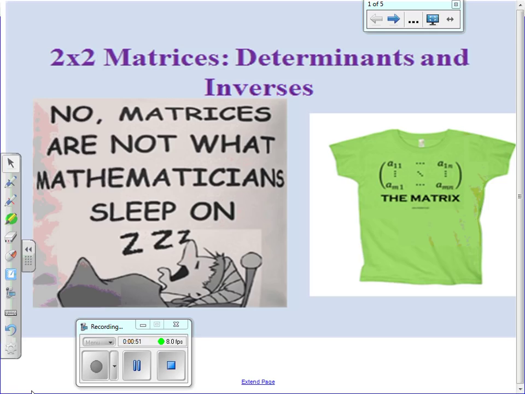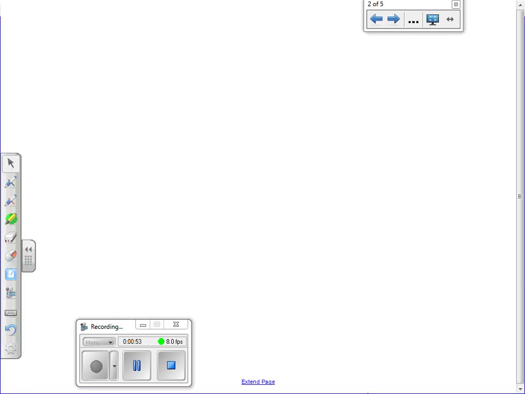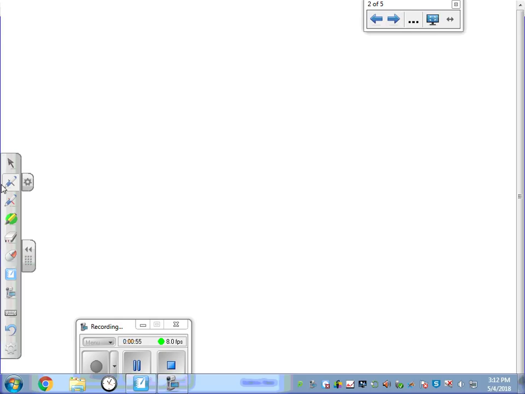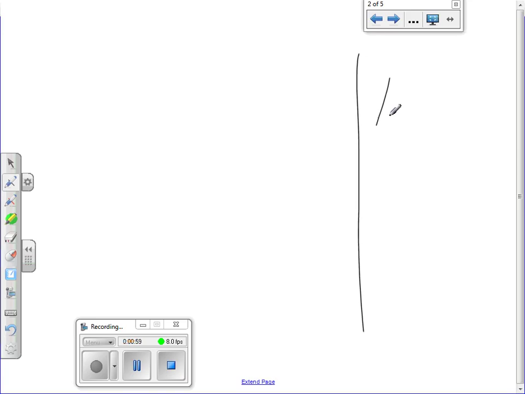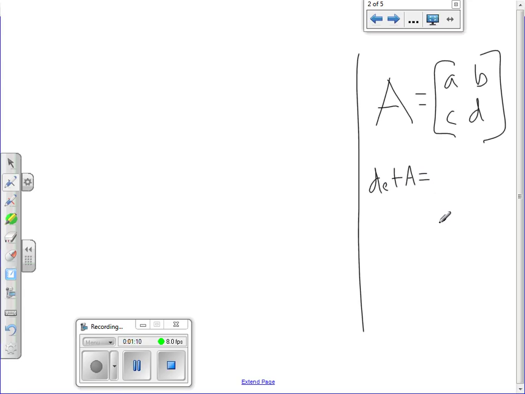To begin, we are going to calculate some determinants. But before we do that, let me just refresh your memory and point out that if we have a square matrix that's 2 by 2, the determinant of this matrix is given by this formula. AD minus BC.